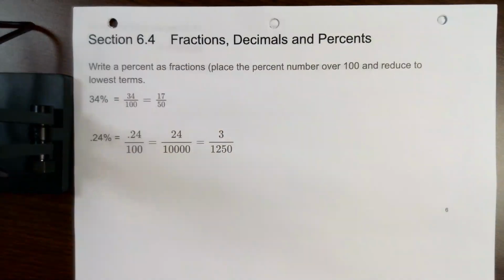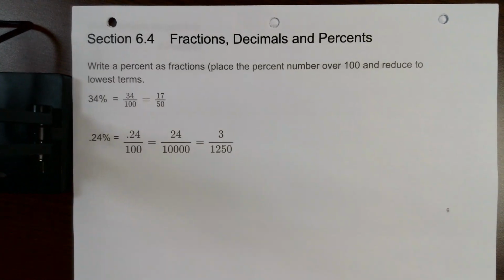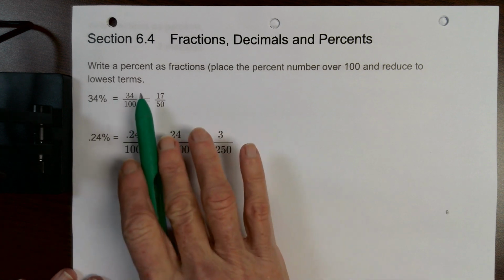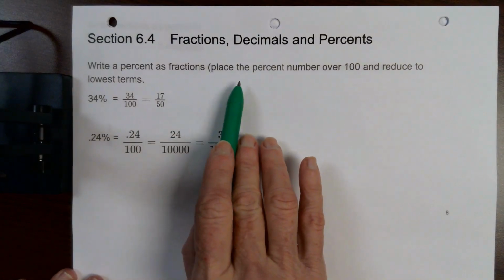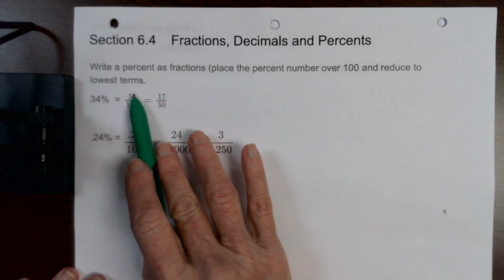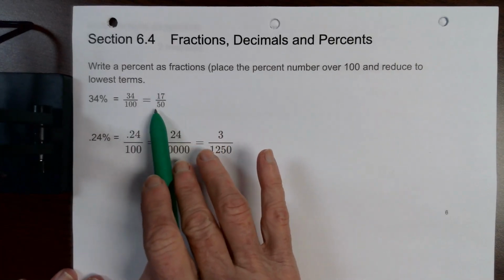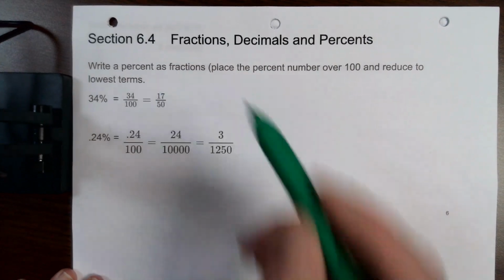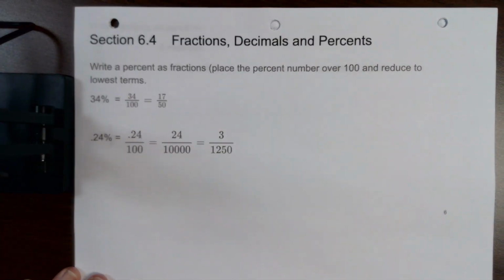All right, section 6.4 has to do with fractions, decimals, and percents. You have to be able to go back and forth between them. So if they ask me to write a percent as a fraction, I take the percent, I place it over 100, and then I reduce it to lowest terms. So on this particular one, I divided the top and the bottom by 2 to get 17 over 50.